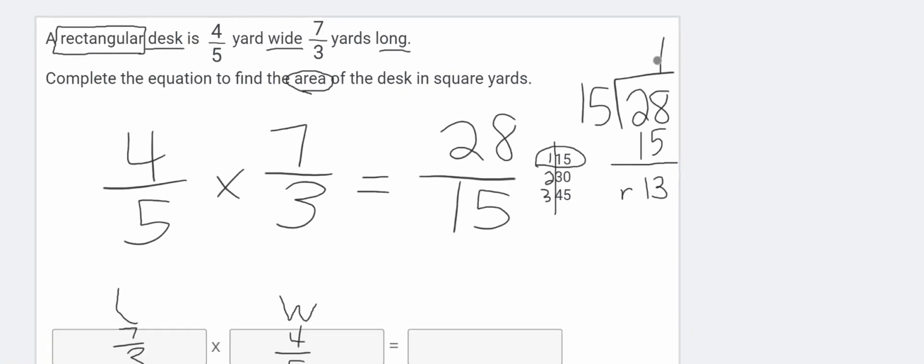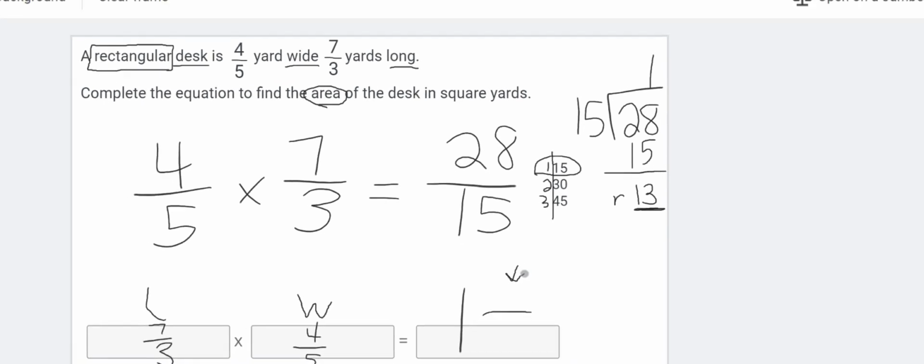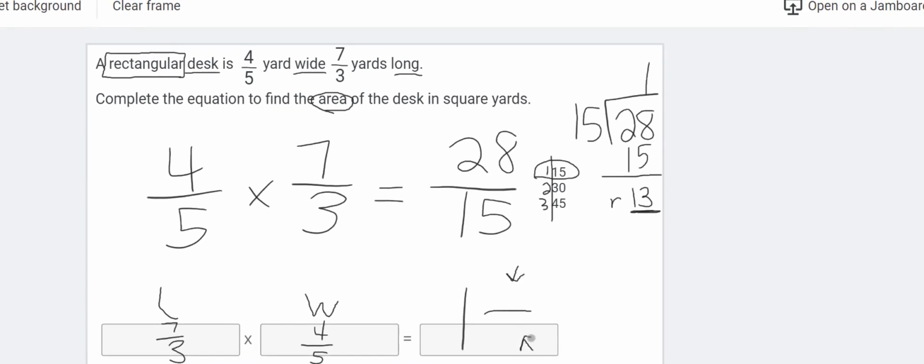So I have one whole. But I also know I have a fraction left. This 13 that's remaining, is that going to become my numerator or is that going to become my denominator? That's right, the 13 that is left will become my numerator. And it's out of 15 pieces. So as we can see here, I was able to see that when I multiplied the length times the width, I got the product or the area, 28 over 15.